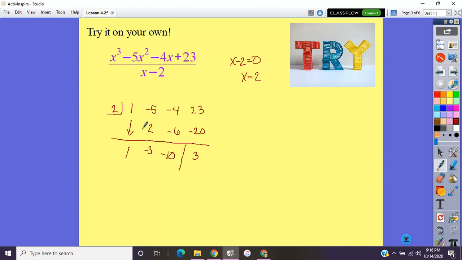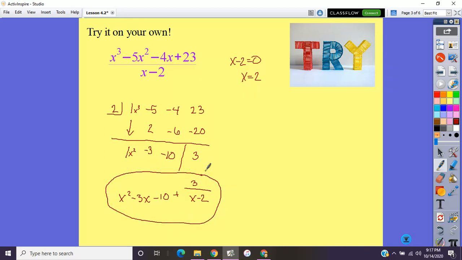So let's think about this again. We've got an x cubed here, which means this will be an x squared. So our answer, written in that original form, will be x squared minus 3x minus 10 plus 3 over our divisor, which is what we're dividing by. So here's our answer to that. See if I can get a circle or a box or something around it. There's our solution. Hopefully that's what you got.